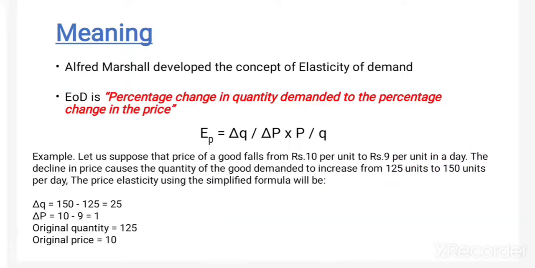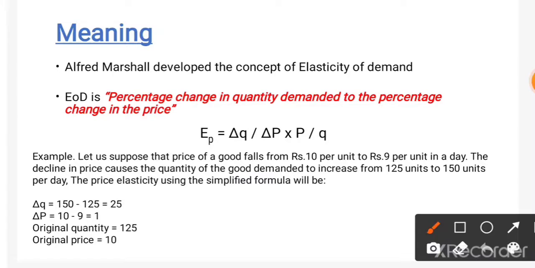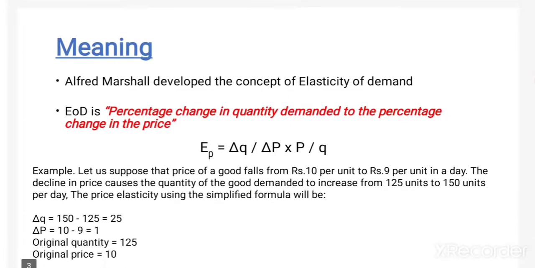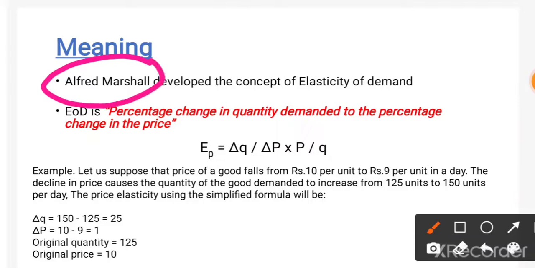But in the elasticity of demand chapter, we will be studying how much percentage change in quantity is occurring due to a percentage change in price. There we just studied that change is happening, but here we will study how much percentage change is happening. That is the meaning of elasticity of demand. Who has given this term? Alfred Marshall gave the definition of elasticity of demand.